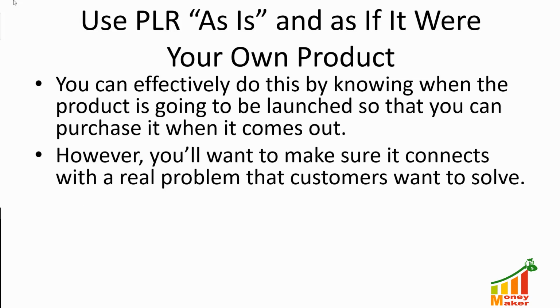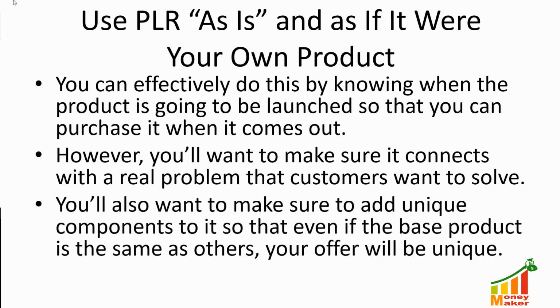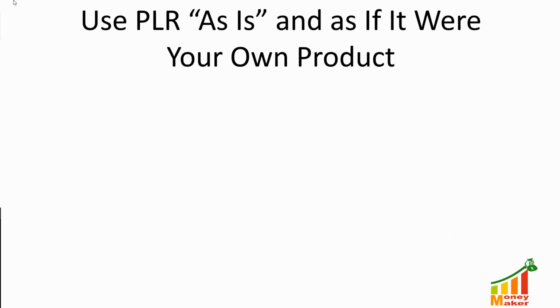And when you do that, what you're doing is tailoring the PLR product to meet a particular need, or angling it or slanting it so that it's talking about something that they really do have an interest in. And to do that, you're going to want to make sure that you're adding very unique components so that even if the base product all by itself is going to be the same as others are selling, your offer is still going to be unique because you're still adding those unique aspects, unique components, and you are pushing it toward a particular problem that you know they're having.